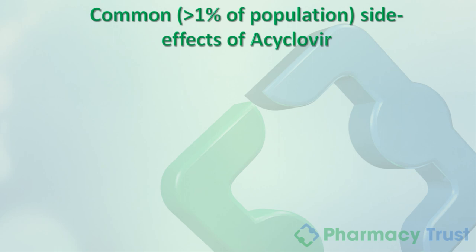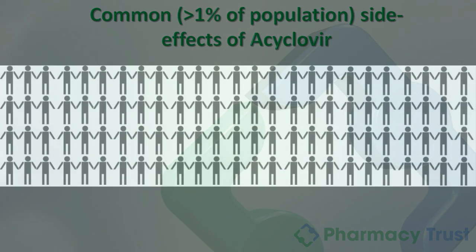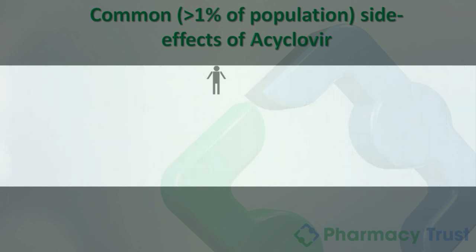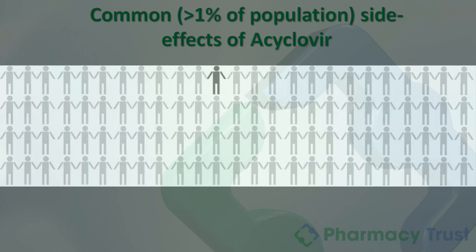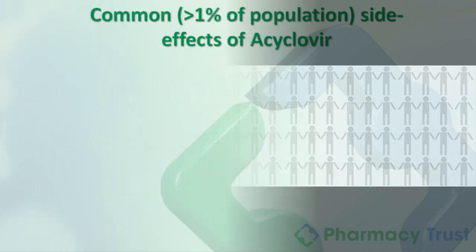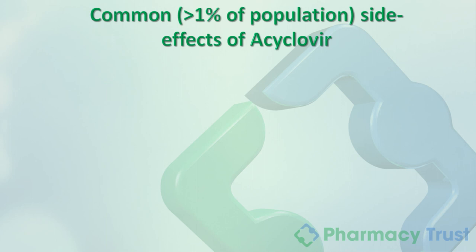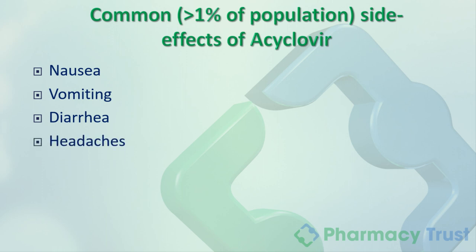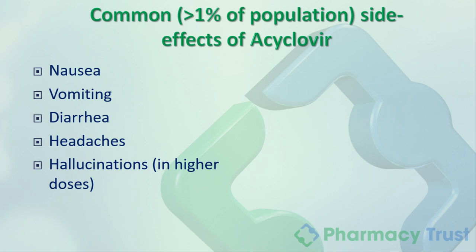So if you have 100 people taking the drug, one or more of them will experience at least one of these side effects. Please talk to your doctor should you experience any of these. Common side effects of oral acyclovir include nausea, vomiting, diarrhea, headaches, and in higher doses, hallucinations have been reported.